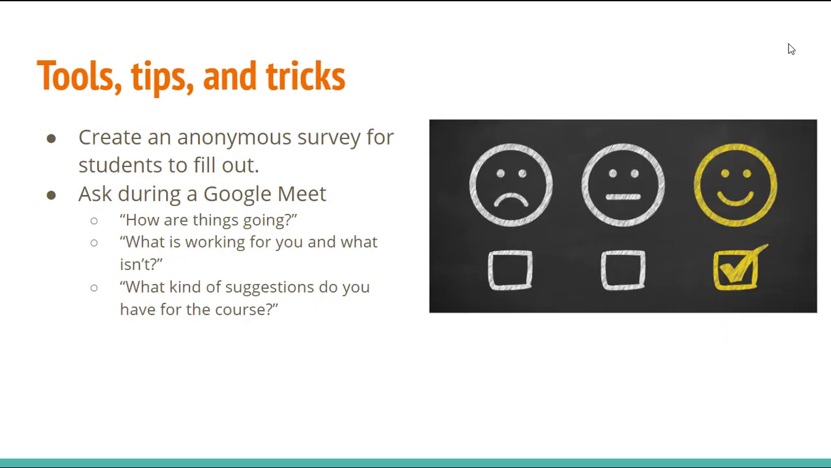Create an anonymous survey for students to fill out, and even during a Google Meet, ask, how are things going? What's working for you and what isn't? What kind of suggestions do you have for the course? I've already had a few students perform a Google Meet with me and give me feedback on what they feel is working well and what they feel isn't. And that's really powerful for me because I want this experience to be the best it possibly can for the kids, given the current circumstances.